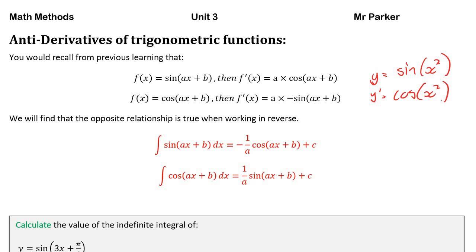What do I do with the inside of a bracket when I'm differentiating? Everything what? This is a chain rule, isn't it? I have an inside function x squared, I have an outside function sine. With chain rule, you do the derivative of the outside times the derivative of the inside. So for this one, I would times by 2x.